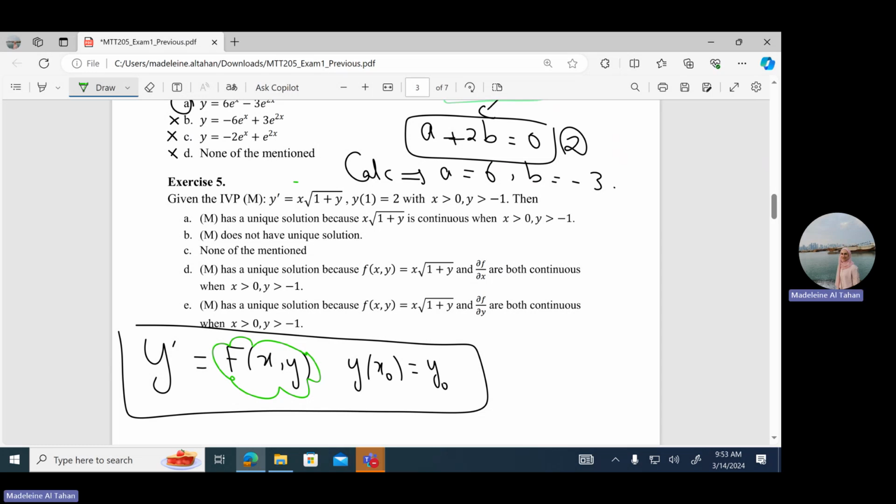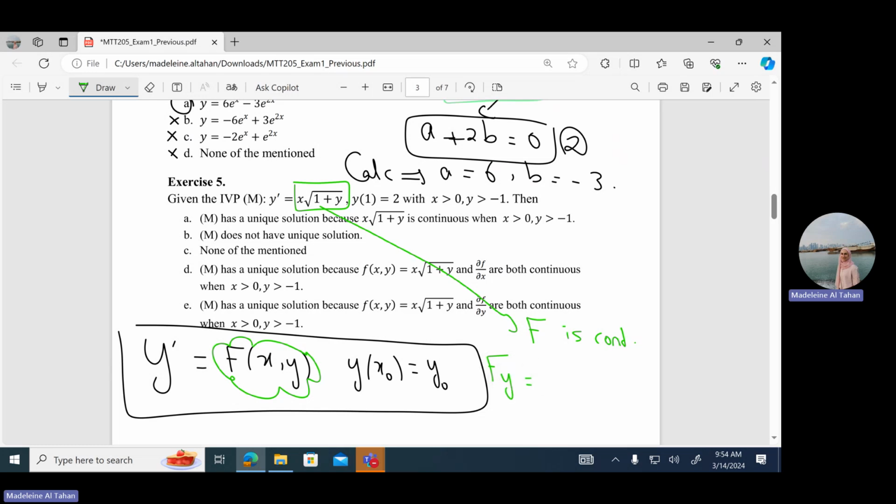So here, what is f, miss? Where is the interval that we are dealing with? x greater than 0, y greater than -1. If y is less than -1, we have a problem in the radical. So f is continuous over this interval that is given. Now, what do we need to find as well, miss?